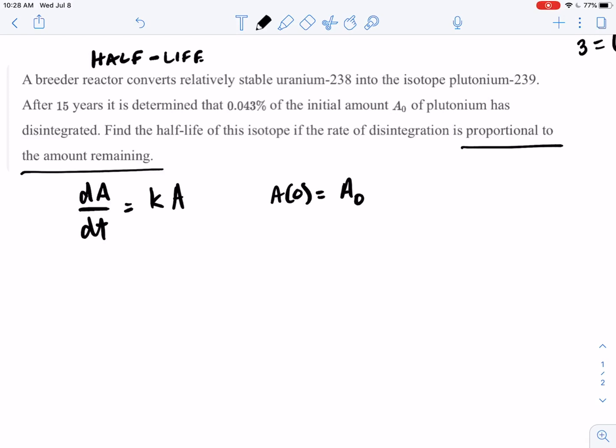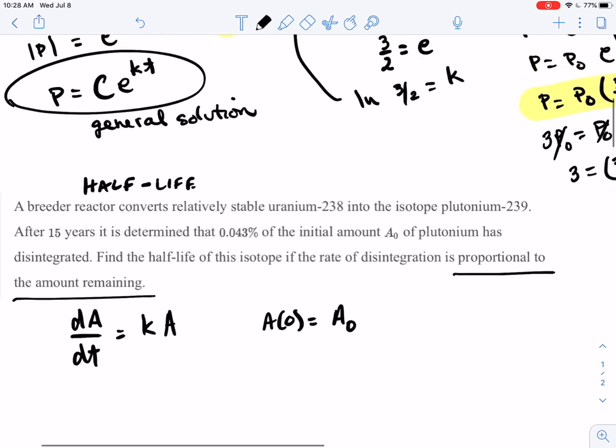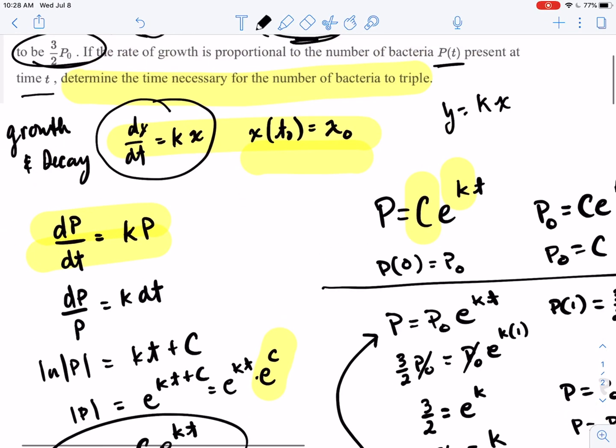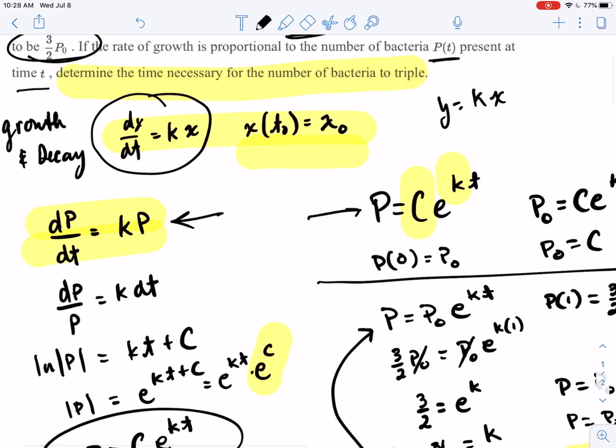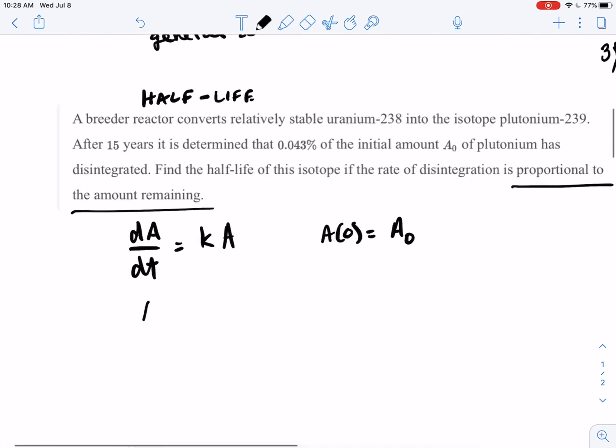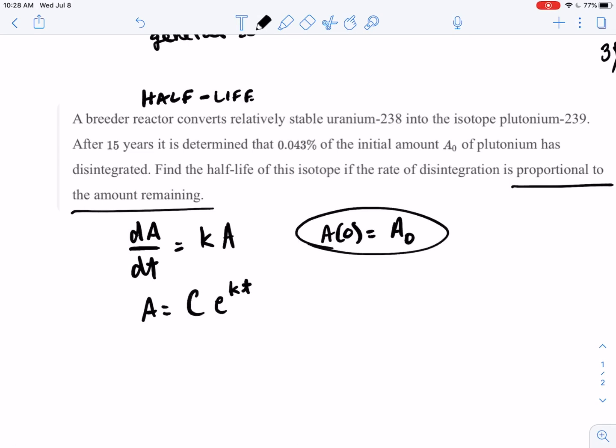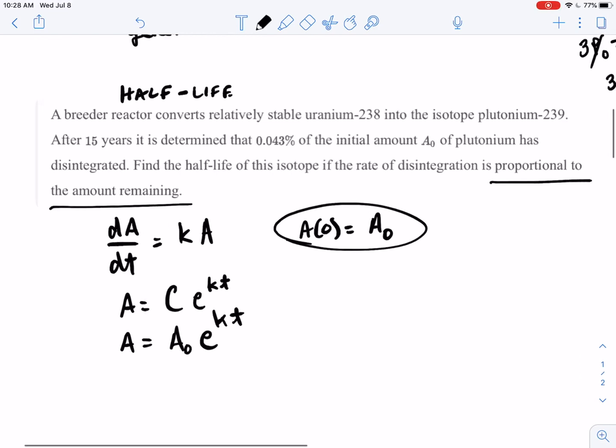So the way I'm going to write this is, we could still use, now you're always starting out with this notation here, right? And if you notice, it's always going to wind up being this after you solve for a general solution. In our situation though, we have A, so A is going to equal C e to the kt, and then our initial value I'm just going to replace. So A naught e to the kt. Now let's go back up to the problem. After 15 years, right? So in this case, t is going to be written in years because that's what's given.